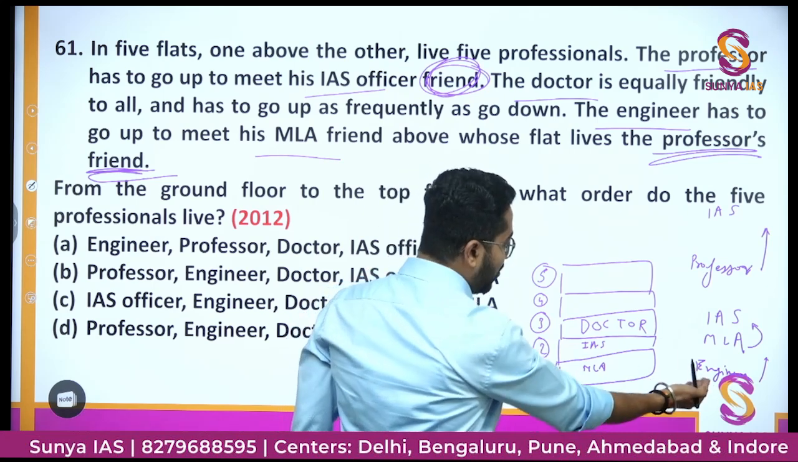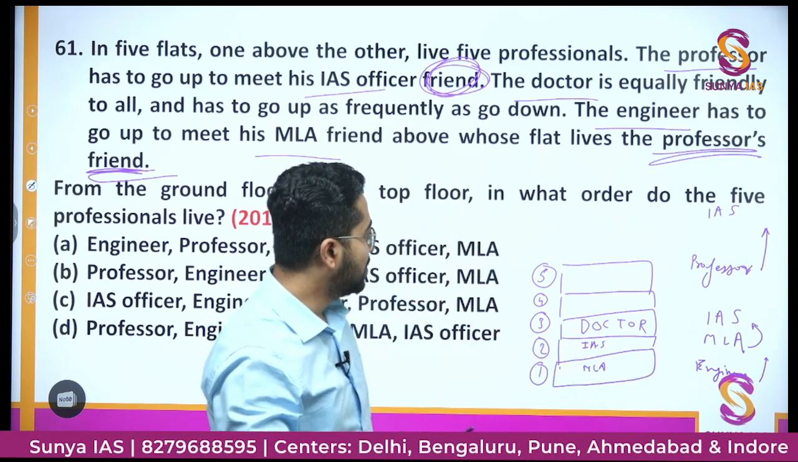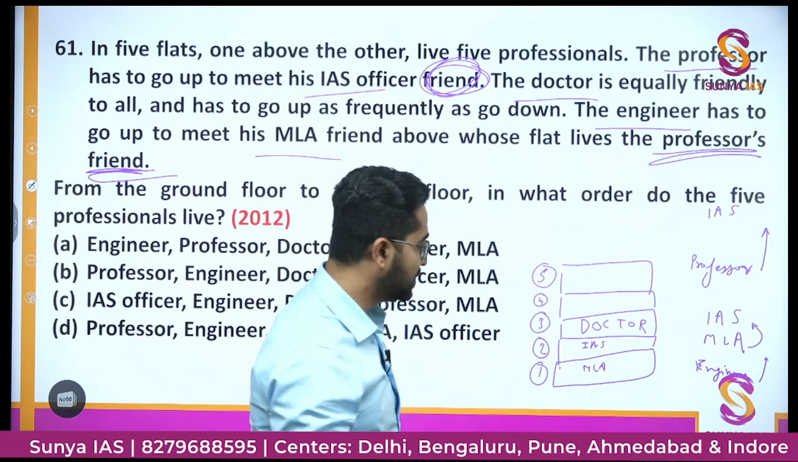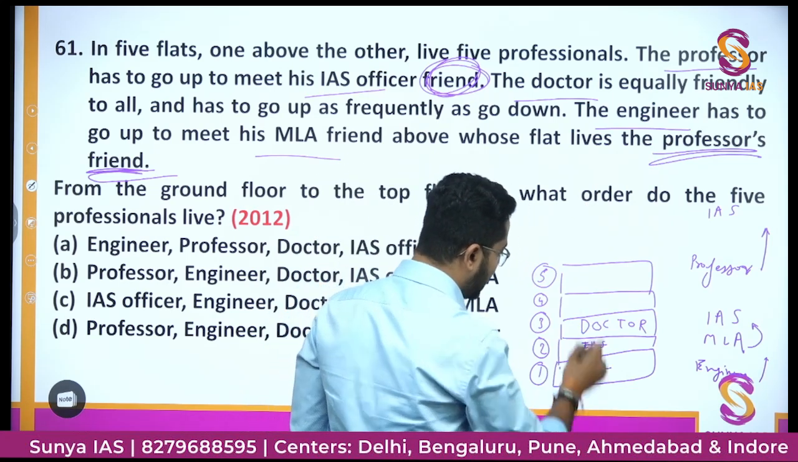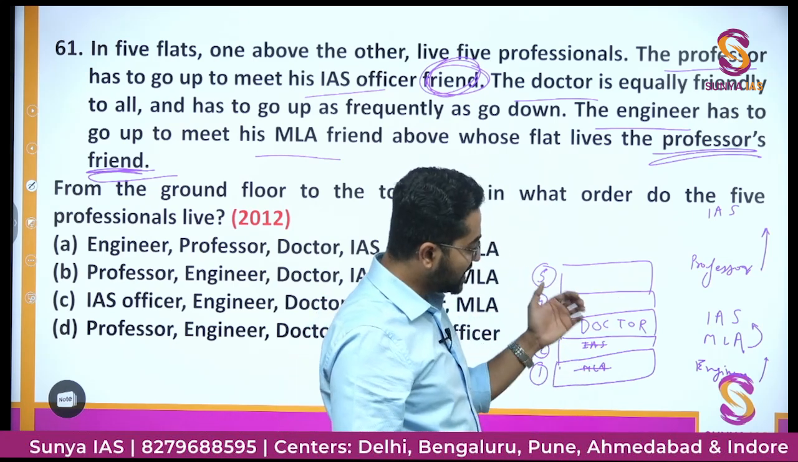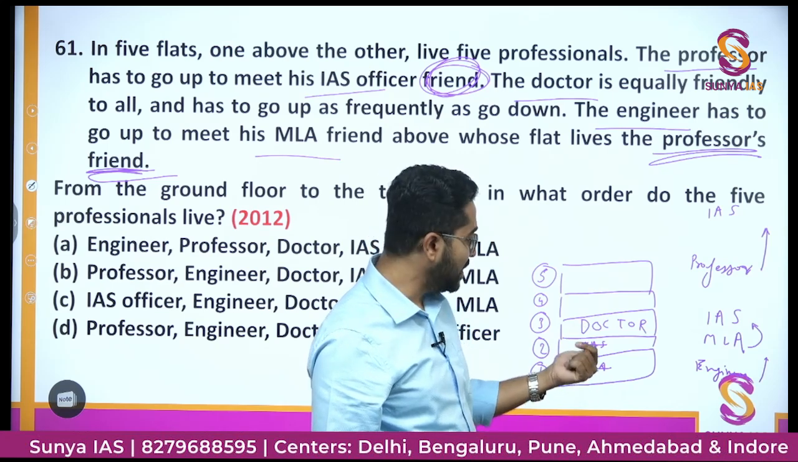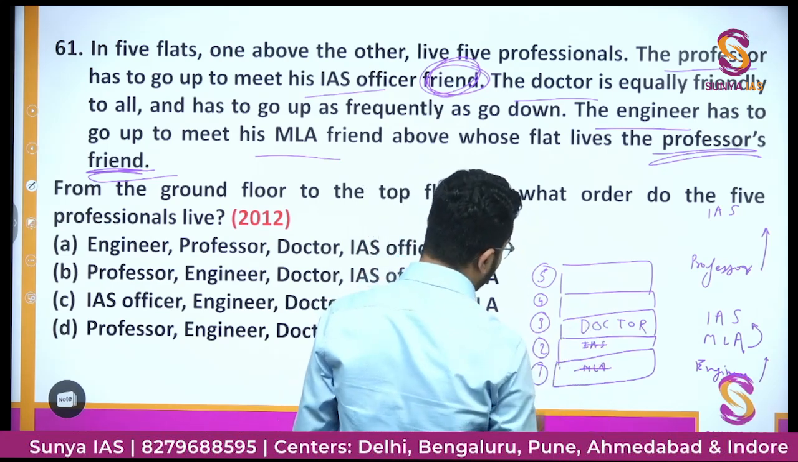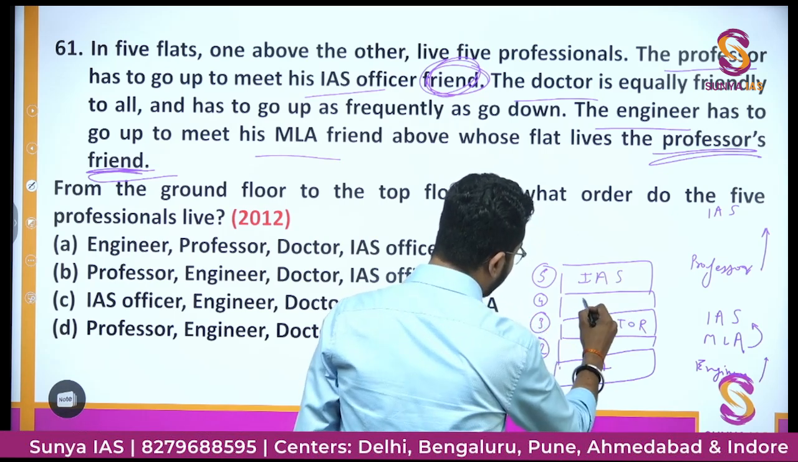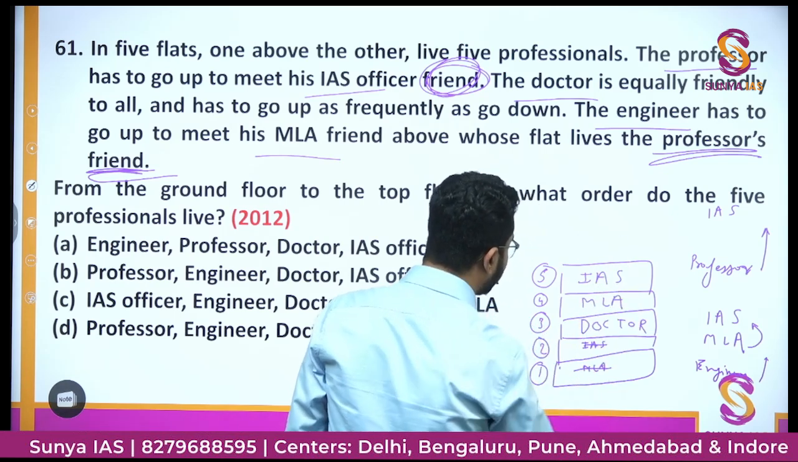But then how will the engineer go upstairs to meet the MLA, and how will the professor go upstairs to the IAS? That is not possible. So IAS and MLA will not be here. If IAS is here, then just below the IAS flat will be the flat of the MLA, not the doctor. So IAS cannot be here. IAS can only be here, and below the flat of IAS we will have the flat of MLA.